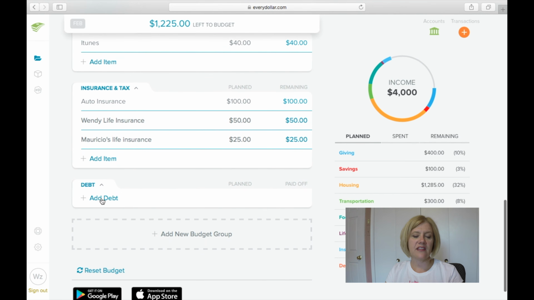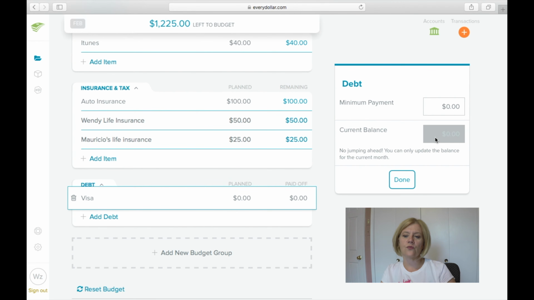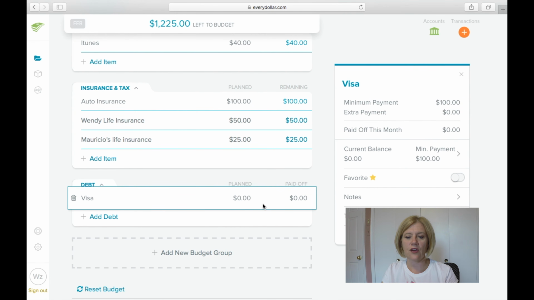Now we add the debt section. So our first debt is going to be, so we have a Visa. Okay, so what you would do here is when you're doing your budget, it has to be for the month you're in. And so this is going to be your total balance at that very moment in time, and then you would enter your minimum payment. Okay, and done. So then over here, you would be able to see, okay, my minimum payment this month is $100. I'm going to pay $100, okay?